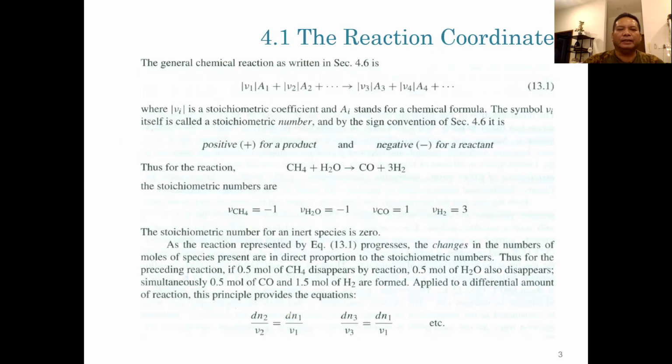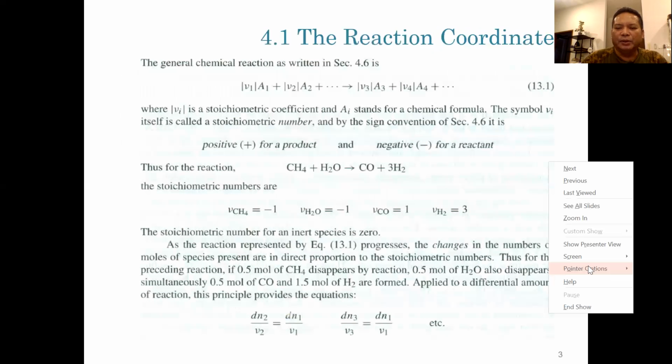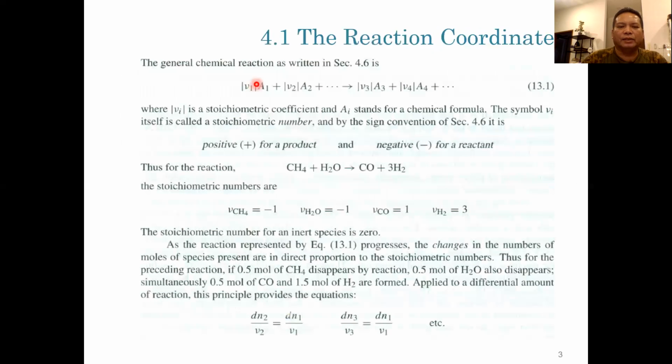Okay, right. So in general chemical reactions, we can denote it like this. This nu here, nu i, is called the stoichiometric coefficients, and A_i stands for the chemical formulas. So for the products, which are on the right side of the chemical reaction equation, it is positive. On the negative side, we assume it to be negative for reactants.